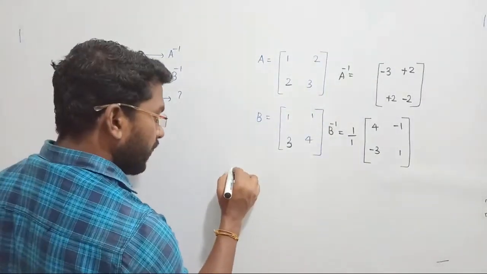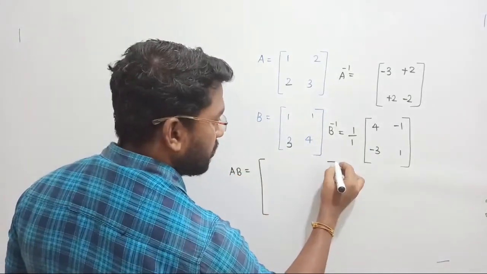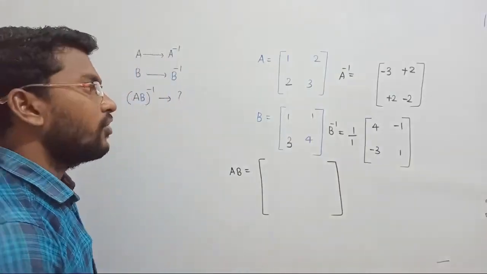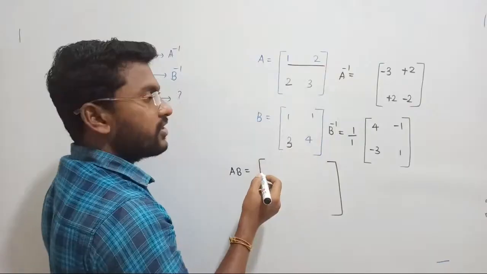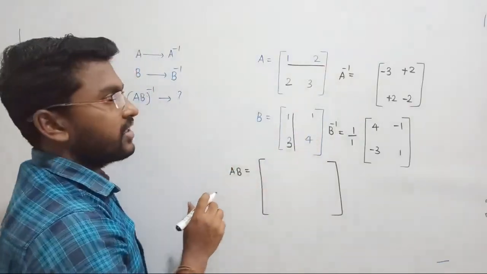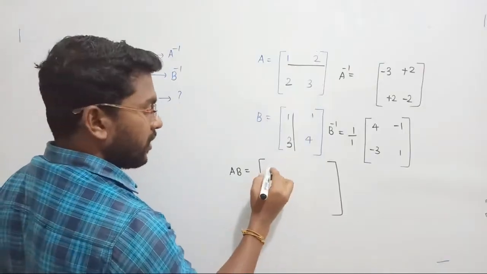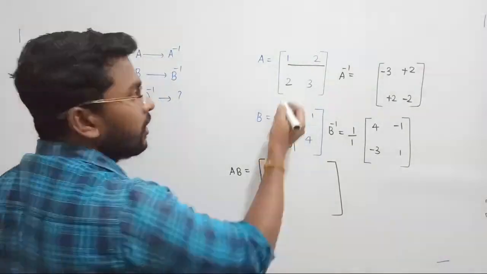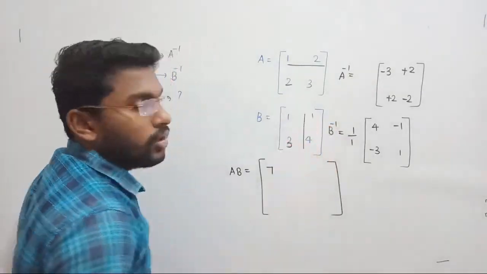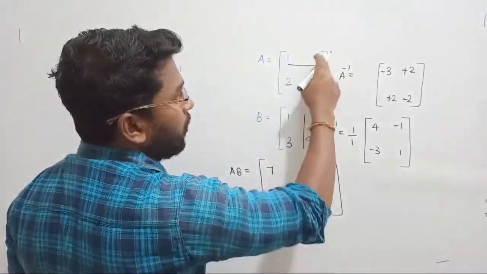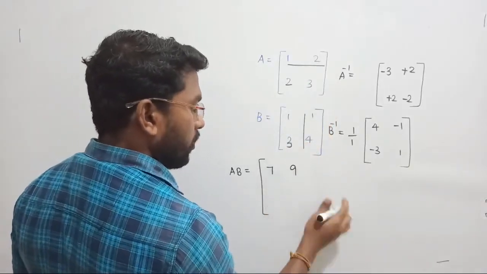For that, first find out the value of AB. AB in the sense we should consider the product. Let me write the answer directly. If I multiply these two, first select the row of the first matrix and the column of the second matrix, such that 1 into 1 plus 2 into 3 will give you 7, right? Similarly, select the first row with the second column: 1 into 1 plus 2 into 4, 8, such that you are going to get 9, right?